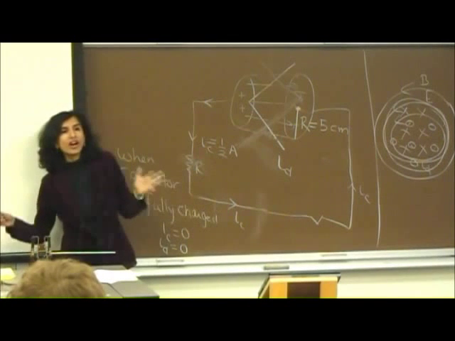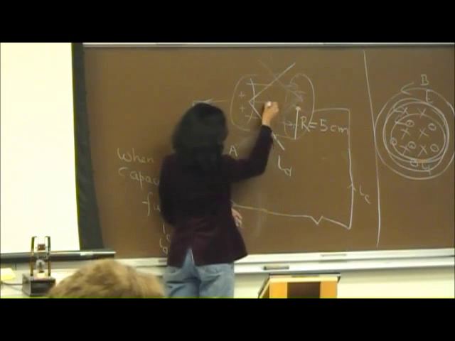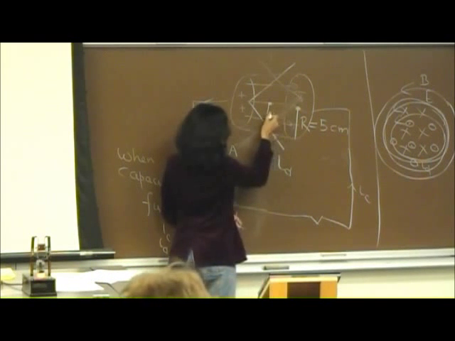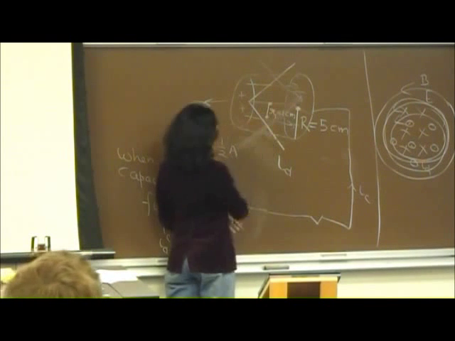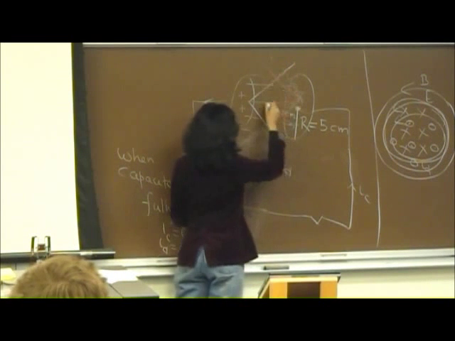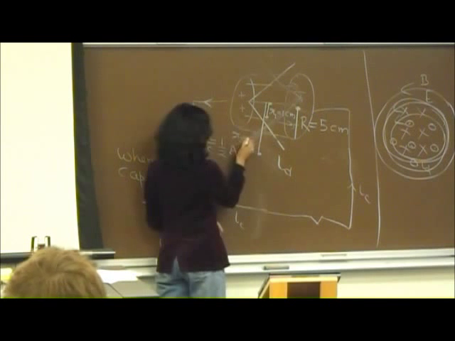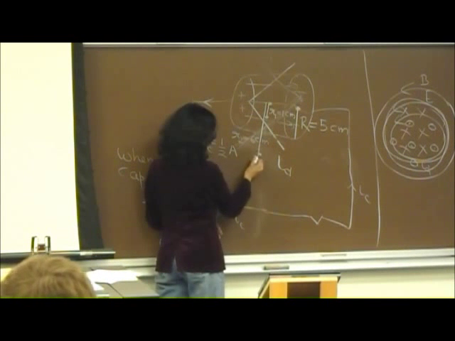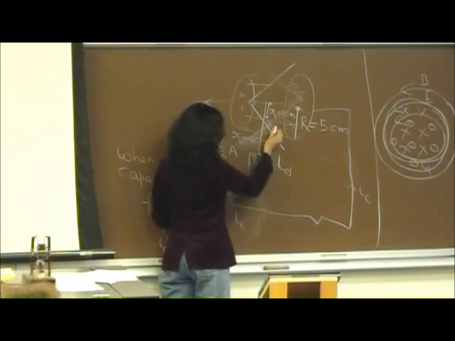Let's say we were told, find the magnitude of the magnetic field that is produced at a distance little r, let's call it r1, which is 1 centimeter from the center of this capacitor plate, and at a distance r2, which is, let's say, 6 centimeters. So the question is, what is B, the magnitude of the induced magnetic field?